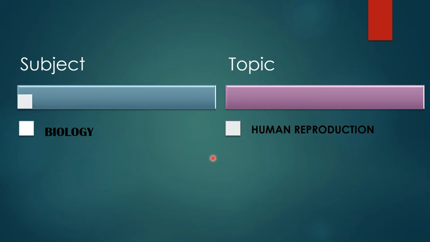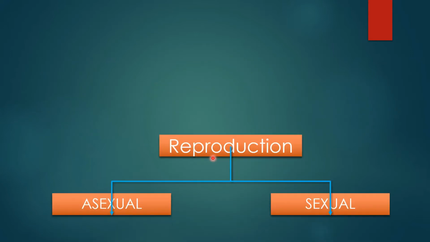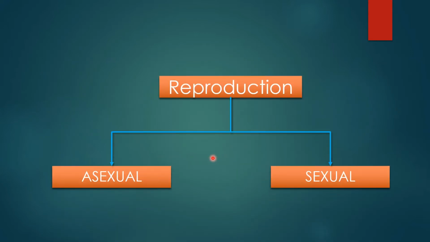Before we start, please be seated with your book, write down today's date and start taking your notes. Let's revise what we studied in the last module. So we studied reproduction, the definition, the asexual and sexual, and we are continuing with our sexual mode of reproduction.